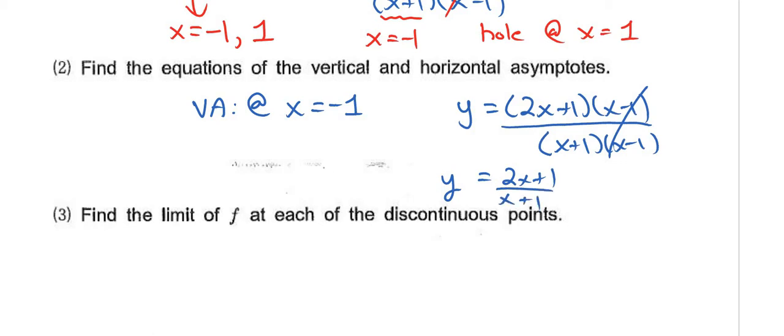Now going back to your pre-calc 11 concepts, if the power of x in the numerator is the same as the power of x in the denominator, then your horizontal asymptote is the ratio of the coefficients in front of the x variable.